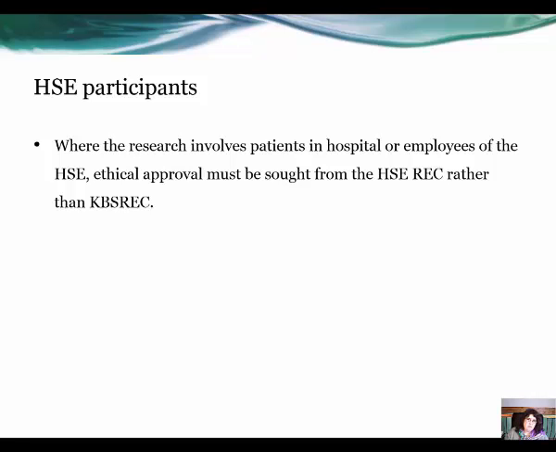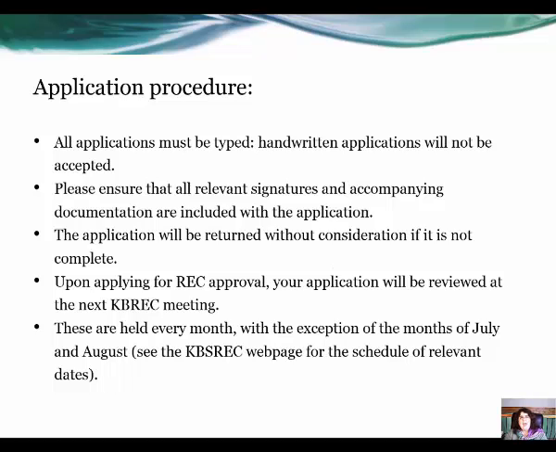Overall application procedures are that it must be typed. Handwritten applications will not be accepted. You need to ensure that you have all relevant signatures, and that is your supervisor and all members of the team that are applying for research ethics approval. Your application will be reviewed at the next KBS Research Ethics Committee meeting, but be aware that during the summer months they don't meet, so you need to make sure that you're aware of the dates of submission.